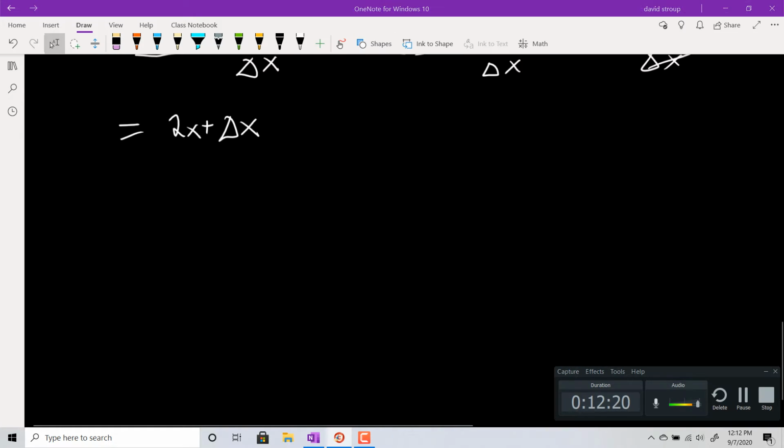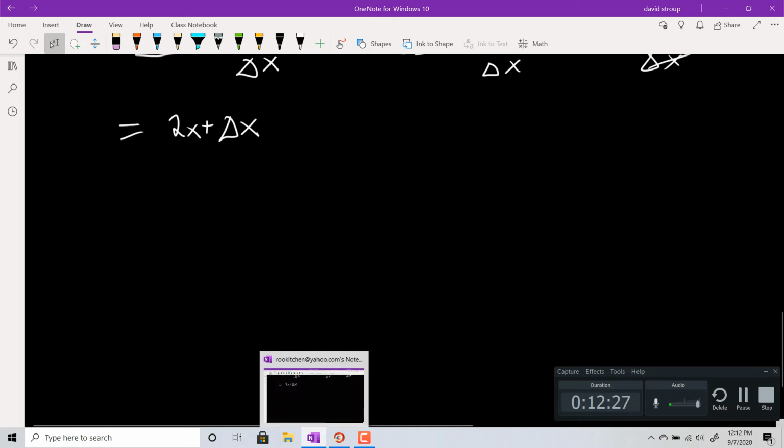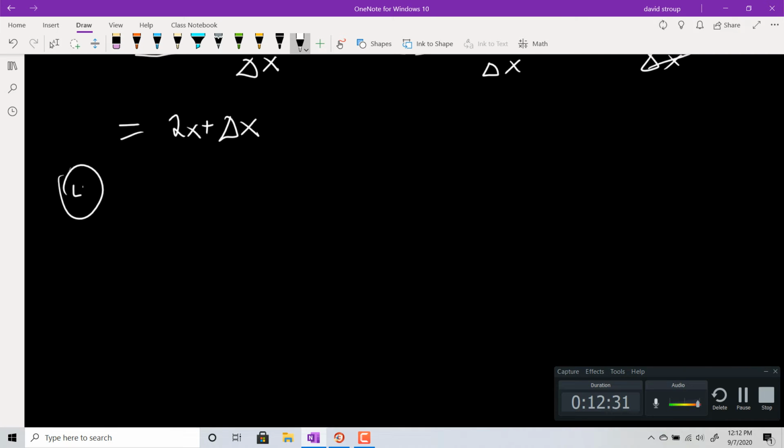But let's try this one, right? So I think we're, geez, what number are we on? Number 4. Okay. So number 4, I want to rewrite this expression algebraically. So I want to get rid of all the trig stuff. And this isn't an operation that we necessarily will do here in Calc 1, but you'll end up needing it for Calc 2. So we kind of want to keep the idea alive here. Okay, and the idea is you use triangles.